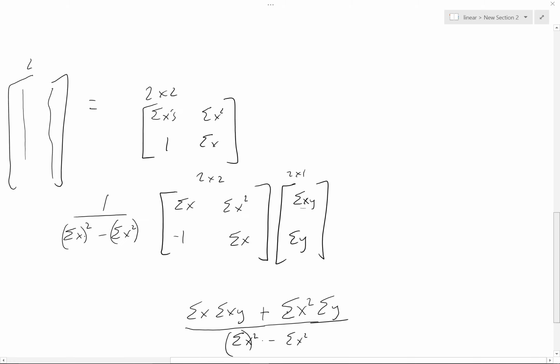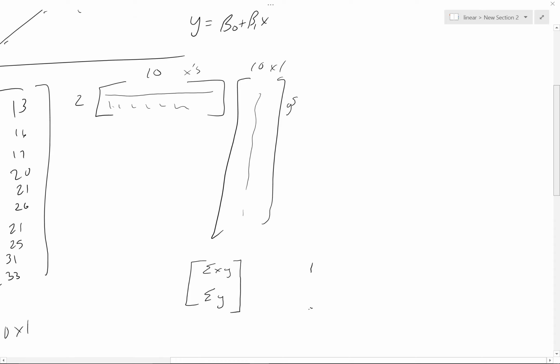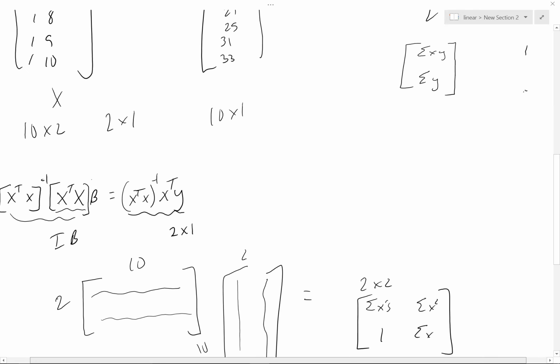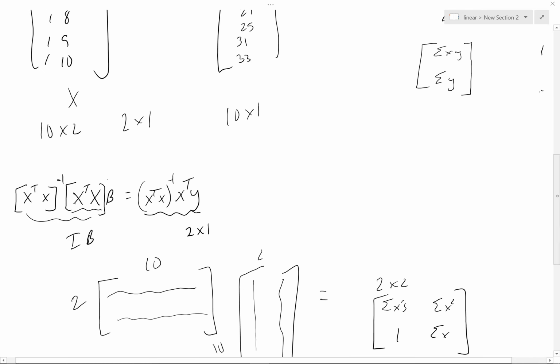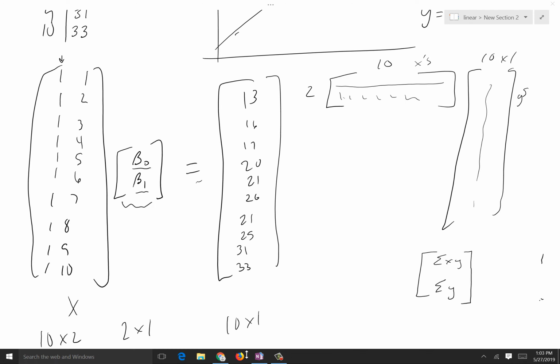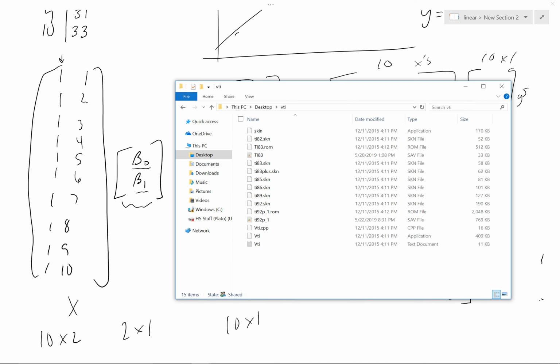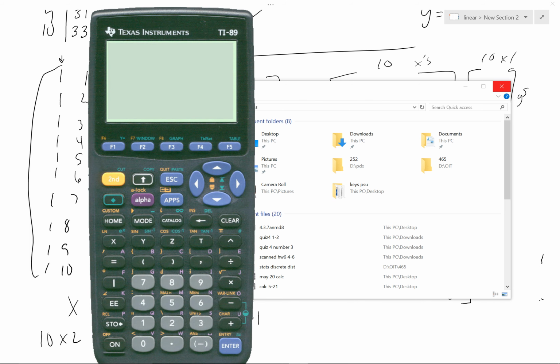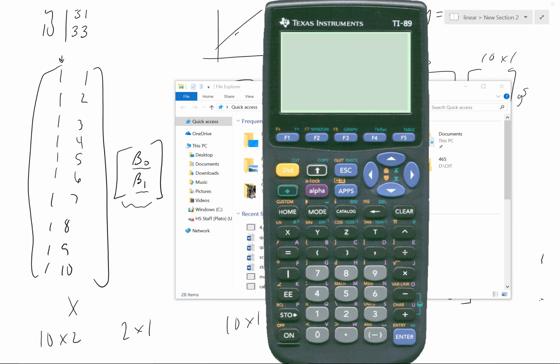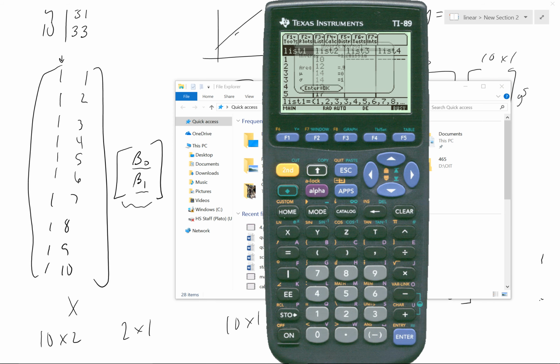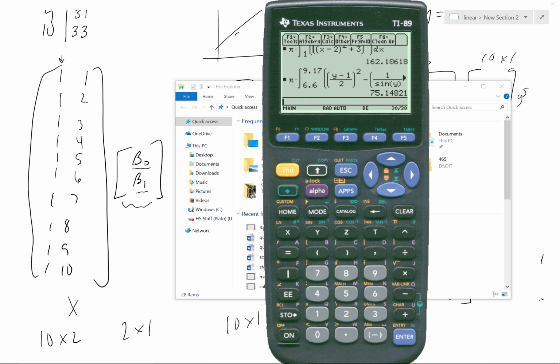Now, that's all well and good. Jake, can we do this on our calculators, please? Yes, I'd love to. So what I'm going to do is pull up my calculator. So this first guy here is what's called the design matrix. We've decided to go linear in our design.